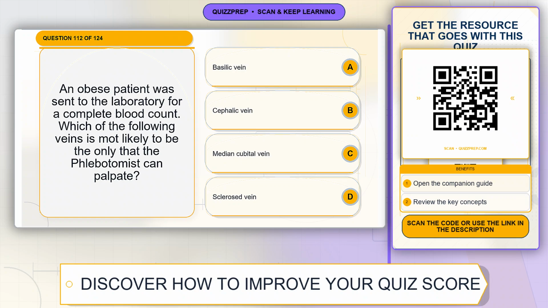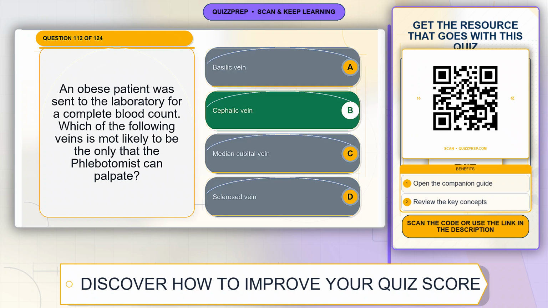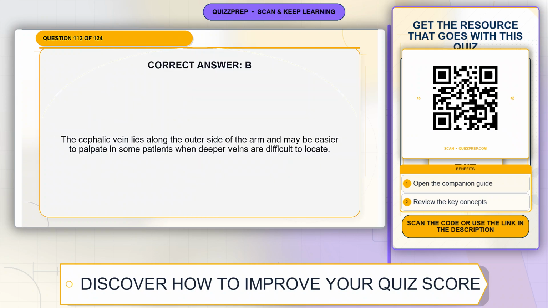Option D, sclerosed vein. The correct answer is option B, cephalic vein. Explanation: the cephalic vein lies along the outer side of the arm and may be easier to palpate in some patients when deeper veins are difficult to locate.